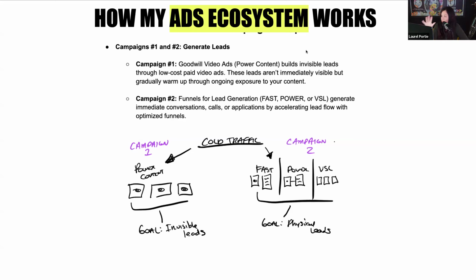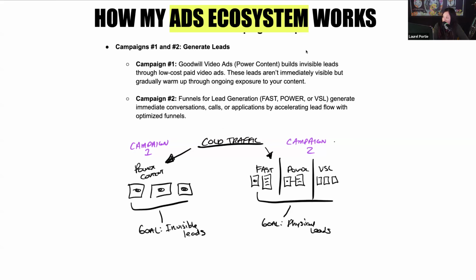I'm not going to go into detail about how to put together a power content video and all of that. That's all in the program. But what I need you to understand right now is that campaign number 1 is goodwill video ads. And this is going to build something called the invisible list. Now, again, the 2 campaigns that we're going to run to cold traffic are built to generate leads, but they're built to generate leads in a very different way.